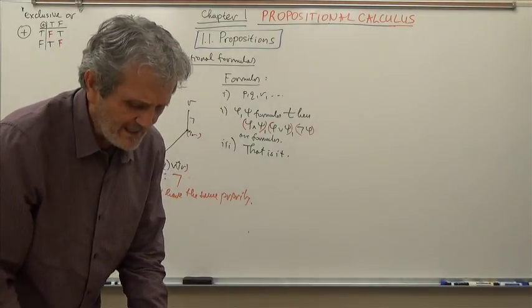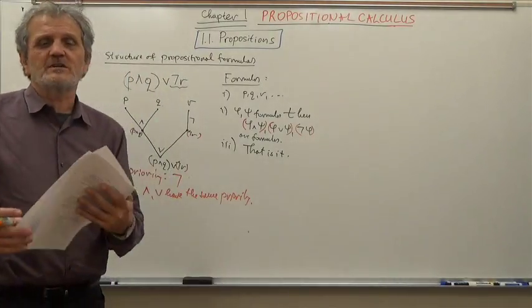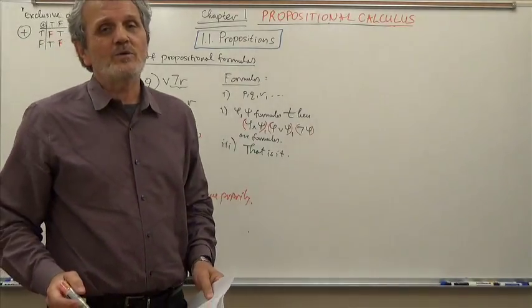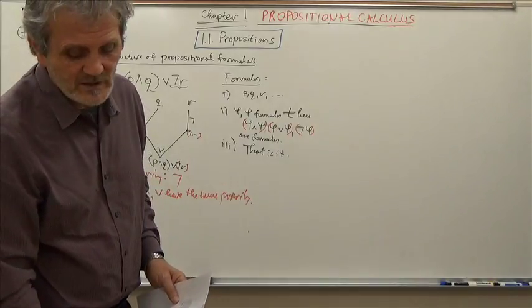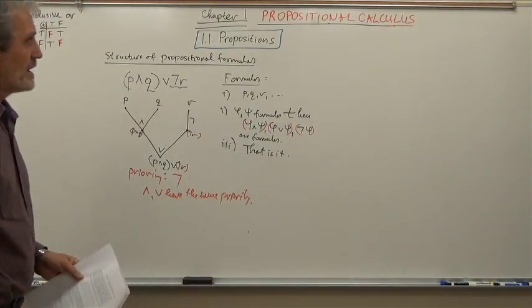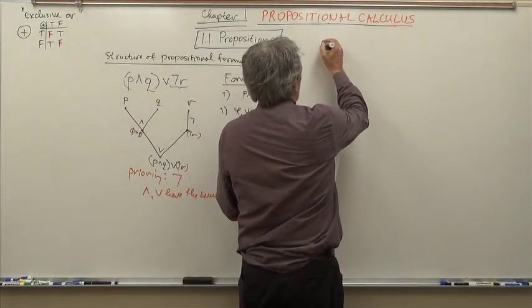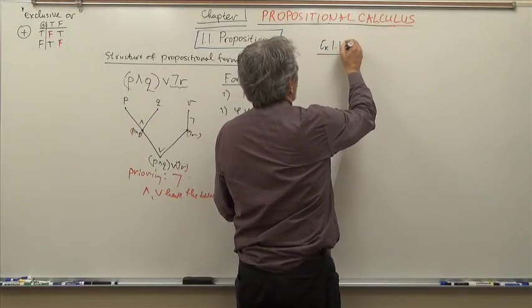All right, and now what? Now that we have the structure and a precise definition of propositional formulas, we can talk precisely about the way to decide the truth value of a formula. So here's an example. This is from the notes, 115.